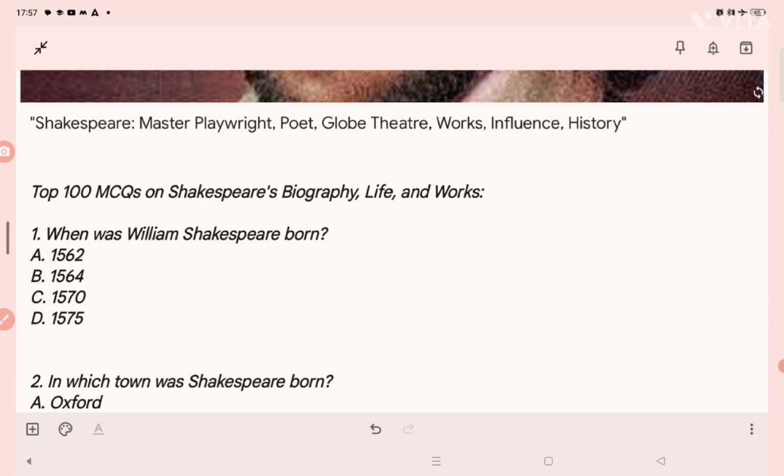When was Shakespeare born? Option B, 1564. William Shakespeare was born in 1564, especially on April 23rd. This date is often celebrated as both his birth and death day.